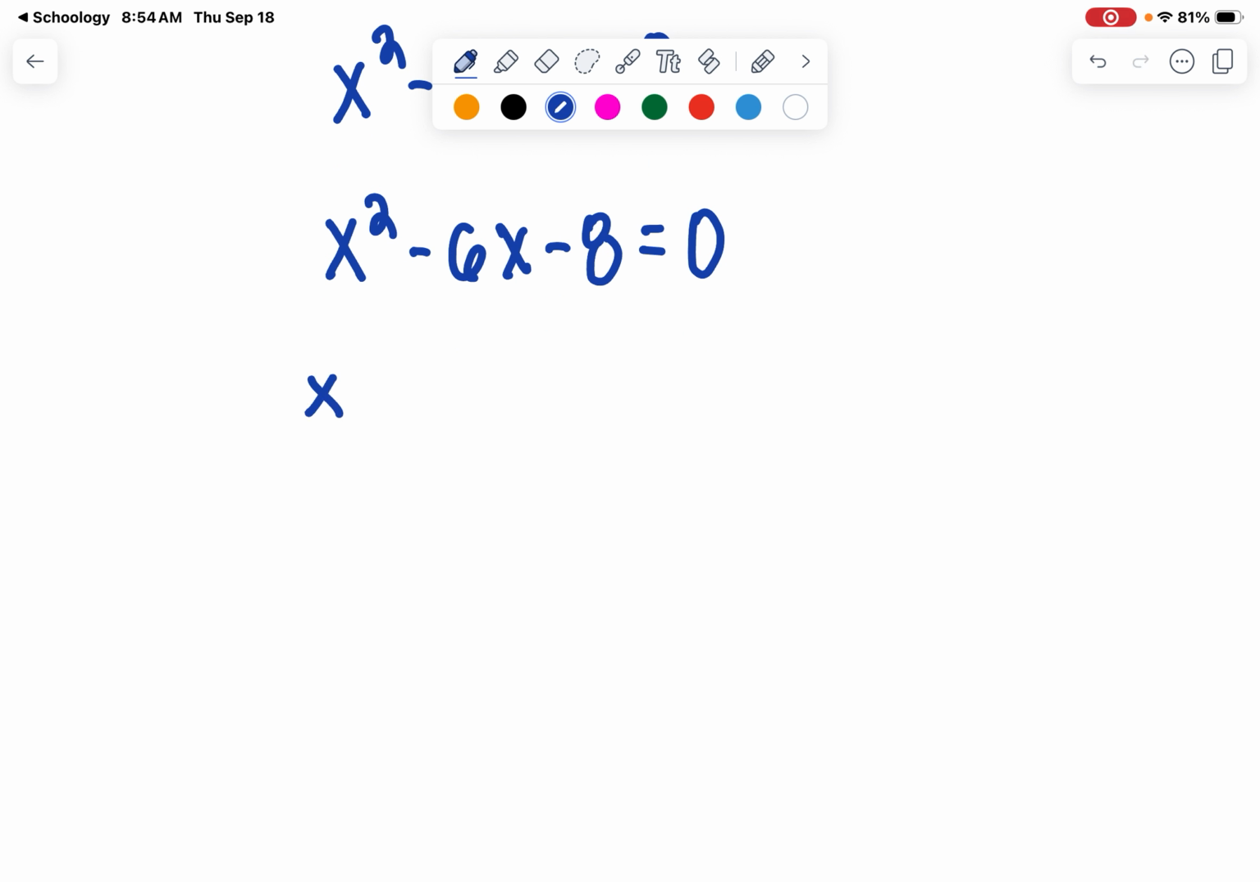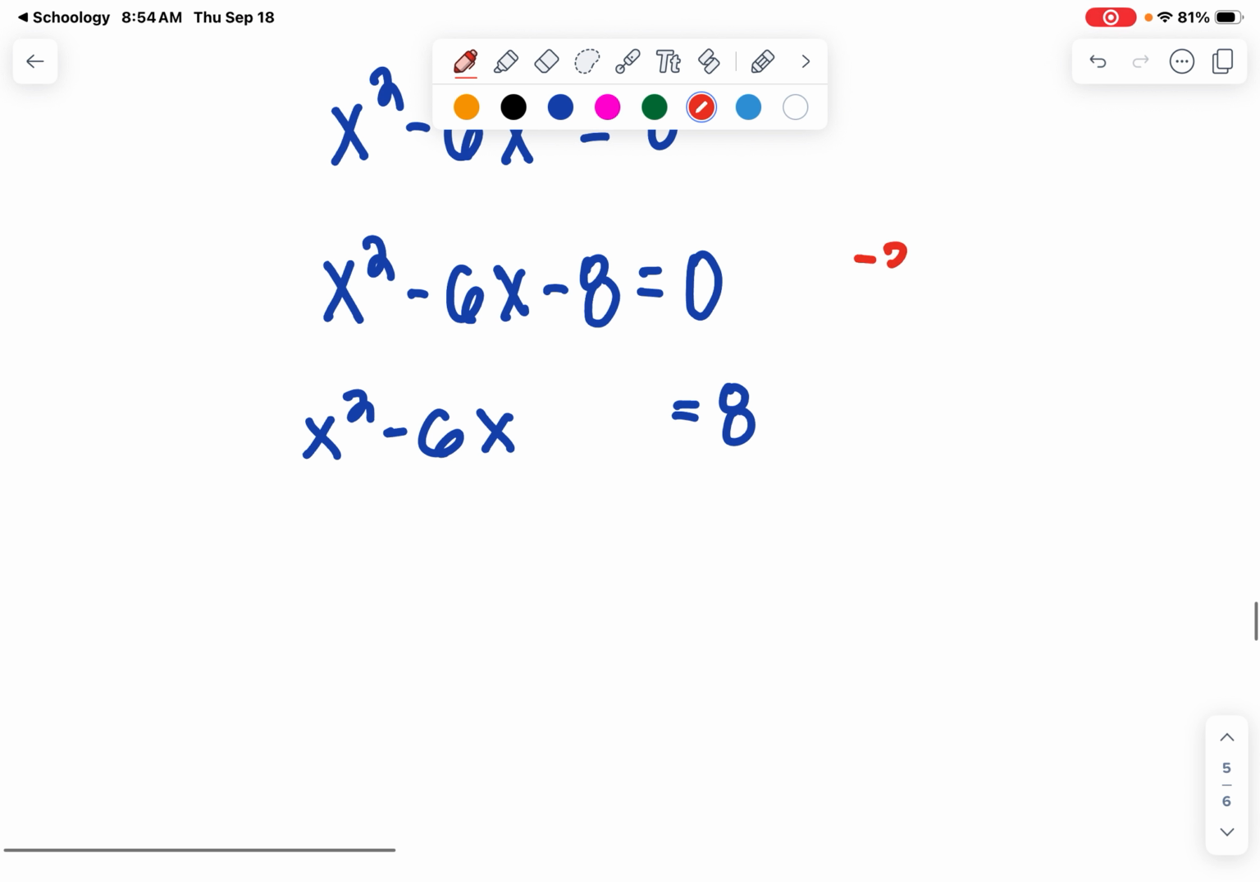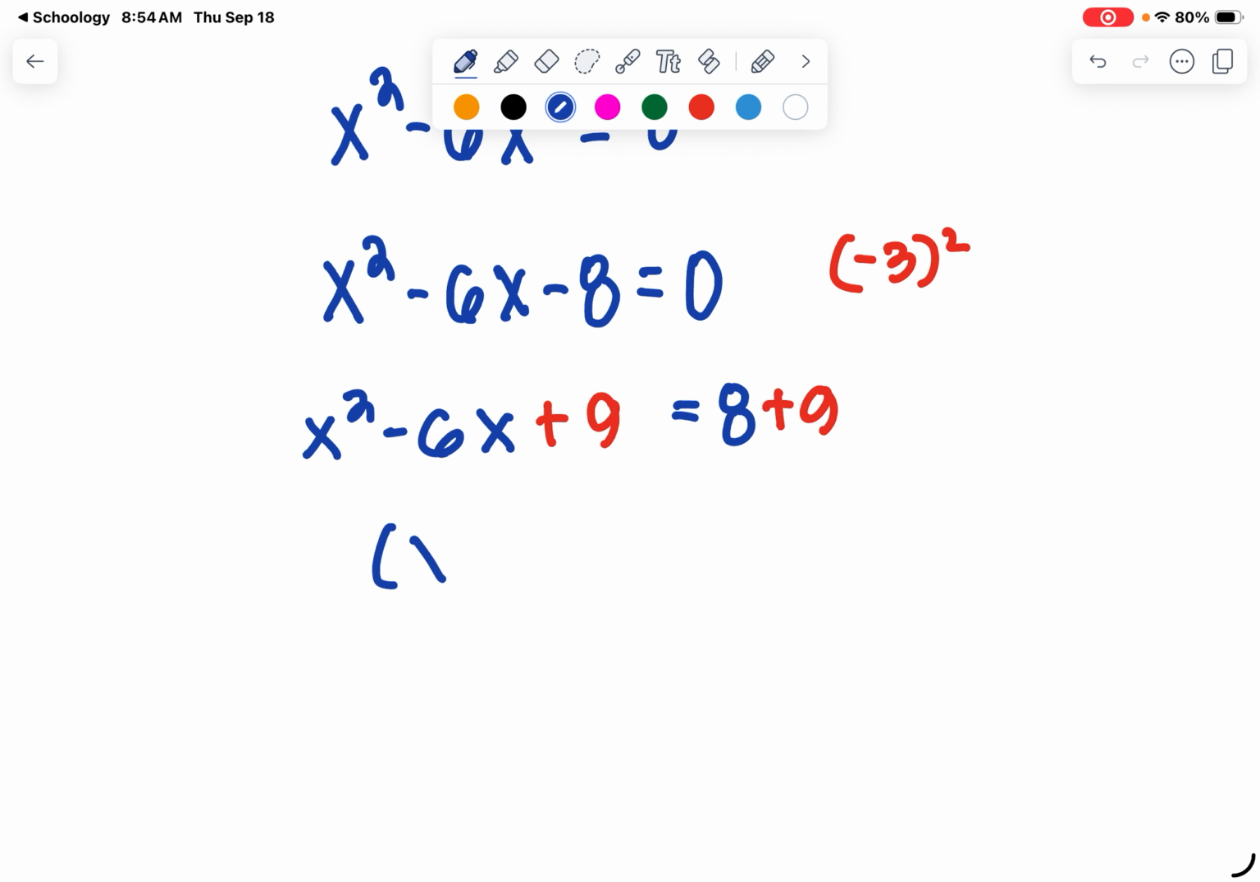I'm going to complete the square because the numbers are pretty small here and it already has a lead coefficient of 1. So I'm going to add 8 to both sides. I'm going to take half of b, which is -3, and square it. So I'm going to add 9 to both sides. I'm going to factor the left-hand side, which is x minus 3 quantity squared. I'm going to add those two numbers, which is 17.